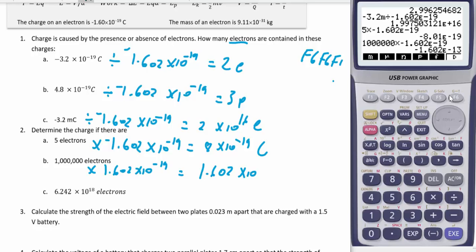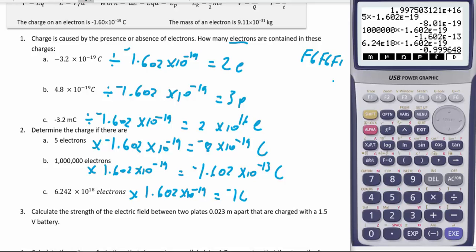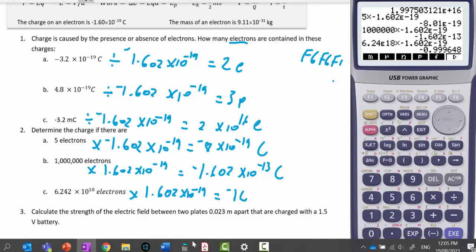1.602 times 10 to the minus 13 coulombs, and this is talking about electrons, so it's going to be a negative charge. This number should ring bells, 6 million electrons. By definition, that is what 1 coulomb is, and so you're essentially getting 1 coulomb, and again we're talking about electrons, so it's negative.